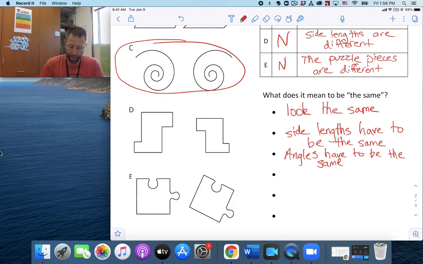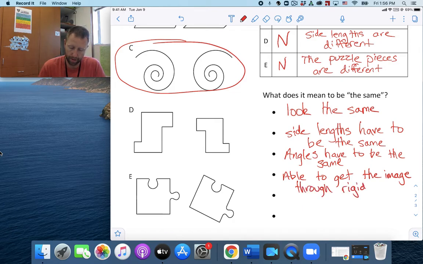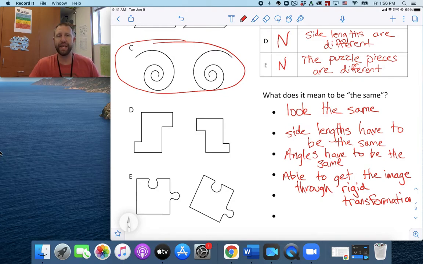So what does it mean to be the same? I'm going to put: able to get the image through rigid transformations. Woo! That's a long word. Okay. So we know what it means to look the same, to be the same.